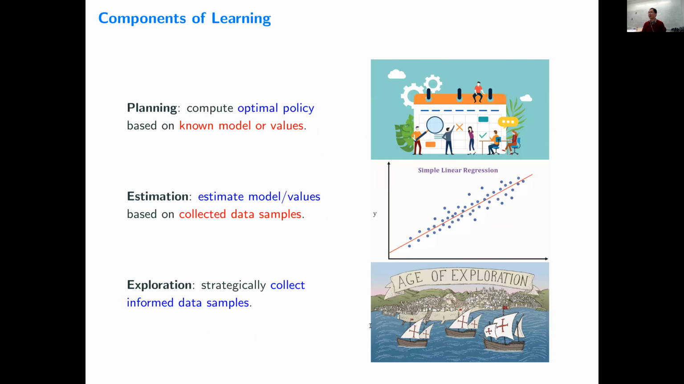There are several components to the learning. One is the planning part. Even if in the very end we already know the model, the transitions, the emissions, and the values, we need to compute the optimal policy. This is the planning part. Of course, we don't really know the models and the values, so we need to do model estimation. We need to use the collected data samples to estimate the models and values. This is the estimation part. And finally, we don't even have collected data, so we need to collect it ourselves. This is why we need to handle the exploration versus exploitation trade-off, so that we can strategically collect more informed data samples to learn better models and have better policies in planning.